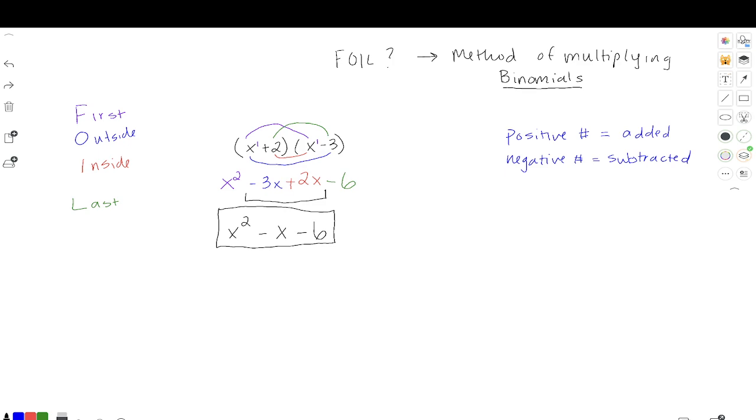And something that is important to note, anytime that these variables in here are the same, these are always going to be like terms. Always, always, always. And we're always going to combine them.